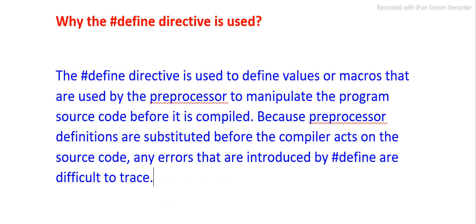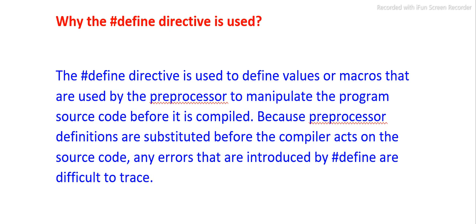So now another important question: why is the hashtag define directive used? We should always know what is the reason behind its usage, because nothing is used just for show. It has some importance, that's why it is implemented. So the hashtag define directive is used to define values or macros that are used by the processor to manipulate the program source code before it is compiled.